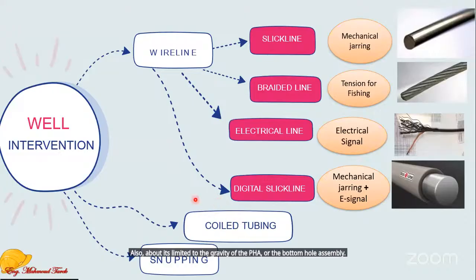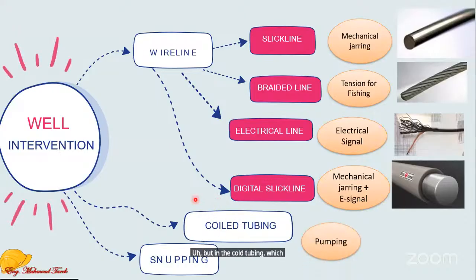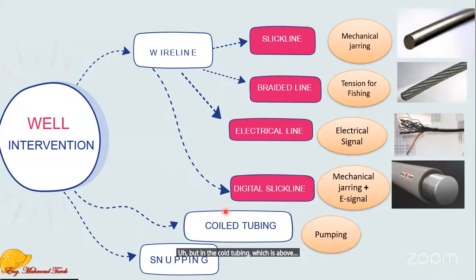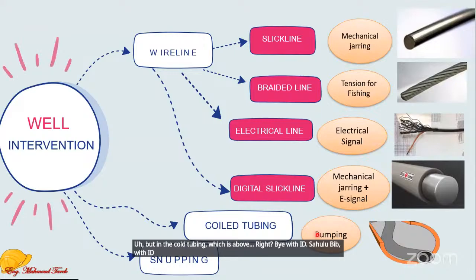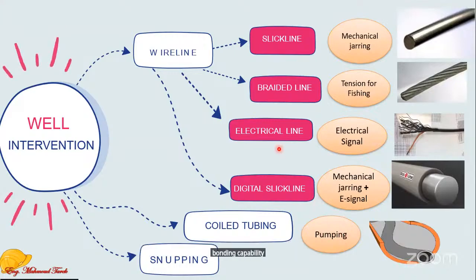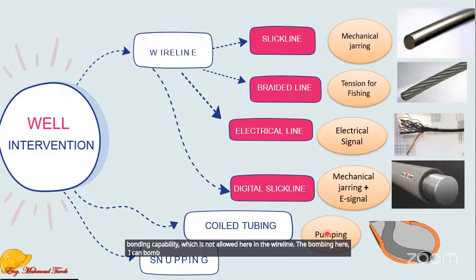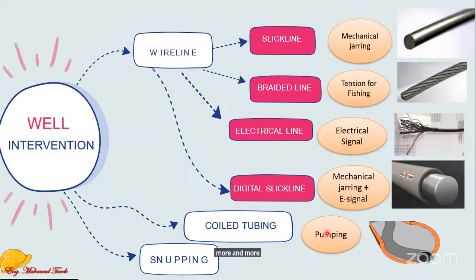But coil tubing is a hollow pipe with an ID, so I can introduce a pumping capability, which is not allowed in wireline. I can pump from the surface, so it opens up more applications such as nitrogen lifting, stimulation by acidizing, hydraulic fracturing, and so on.